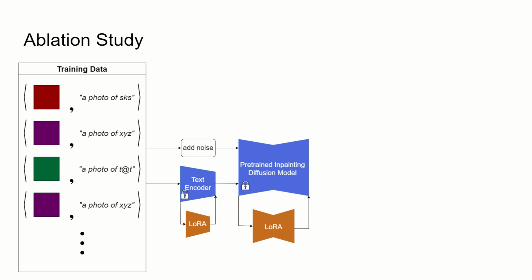We have also tried to train multiple scenes at once, and we get decent results. The adjusted input training data consists of 3 distinct scenes, each represented by a differently colored square, paired with its corresponding text prompt. As a consequence, 3 distinct rare text tokens, SKS, XYZ, and T@T, will guide the LoRA to generate their associated scenes.